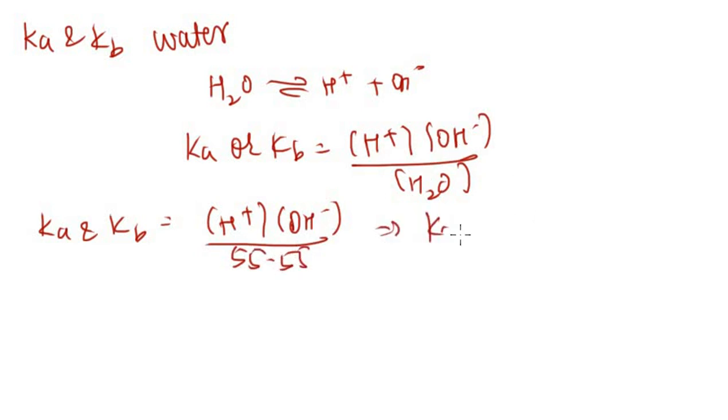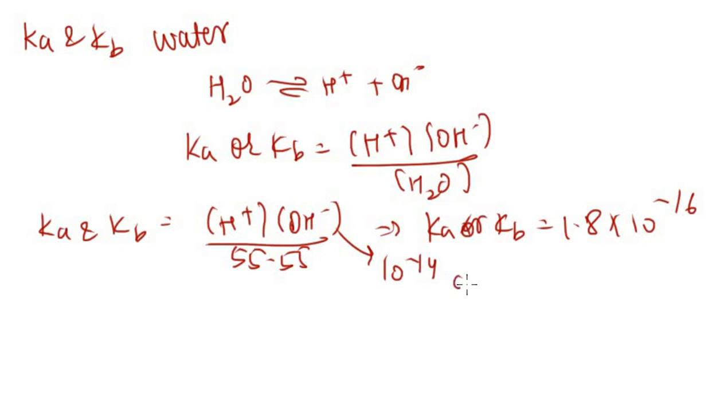So here Ka or Kb turns out to be 1.8 into 10 to the power minus 16, because the concentration of H plus into OH minus is 10 to the power minus 14, which equals Kw. So the Ka and Kb of water is fixed at 1.8 into 10 to the power minus 16. That is very, very less. The water doesn't give much H plus and OH minus. 10 to the power minus 16 is very less. So water is a very, very weak acid as well as a very, very weak base.